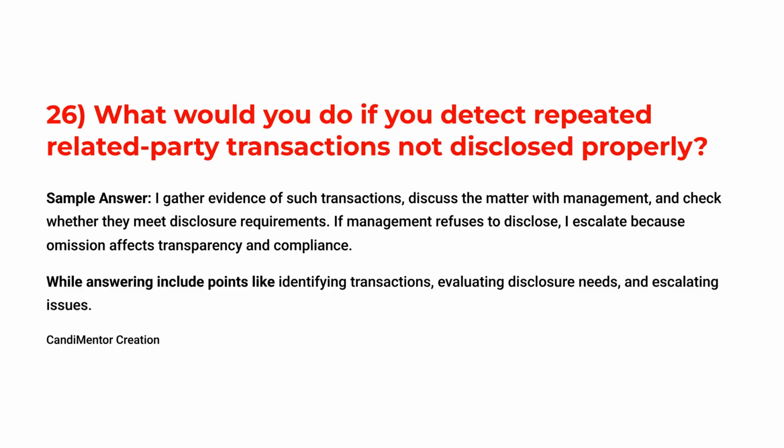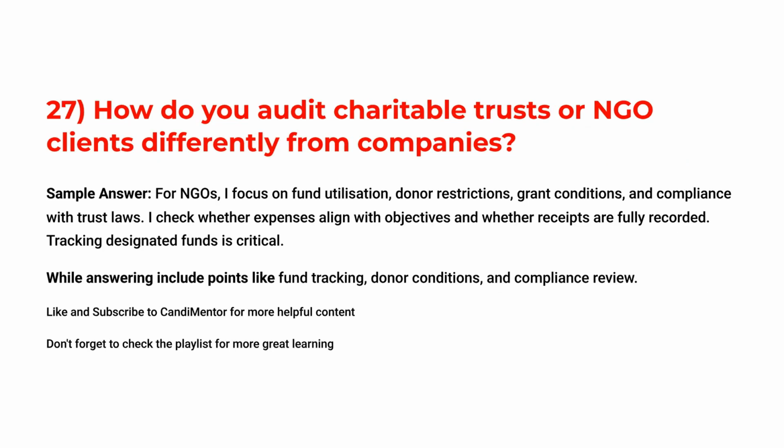If management refuses to disclose, I escalate because omission affects transparency and compliance. While answering, include points like identifying transactions, evaluating disclosure needs, and escalating issues. How do you audit charitable trusts or NGO clients differently from companies?